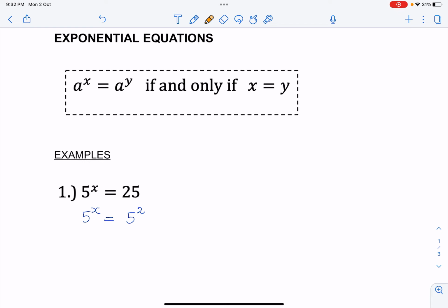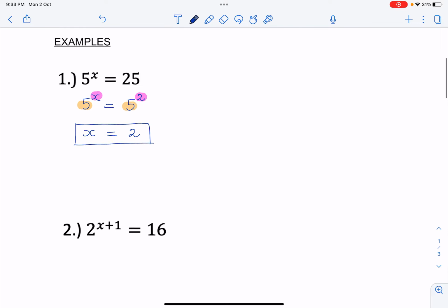So now because we have the same base, 5, and the exponents are x and 2, we can derive a conclusion that x must be 2. So 5 power x equals 5 power 2. Conclusion, x must be 2. Okay, all right, so let's look at the next example.